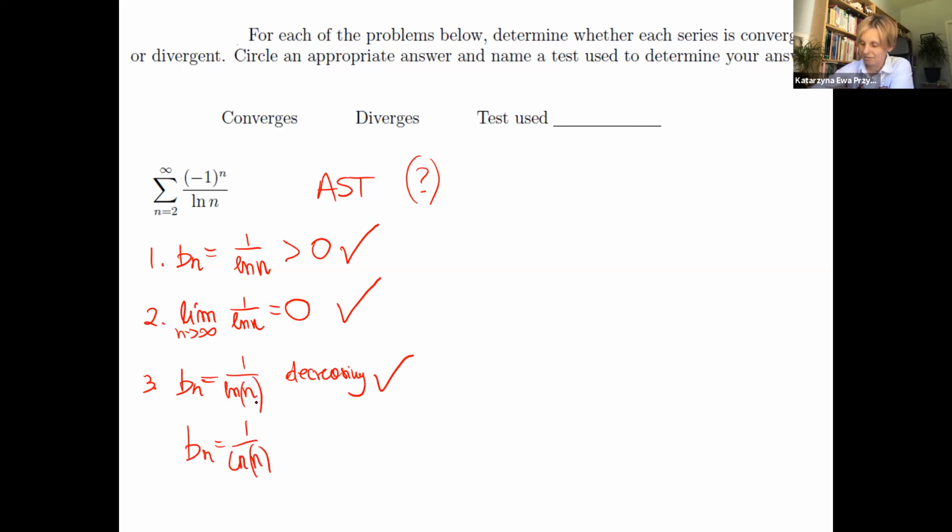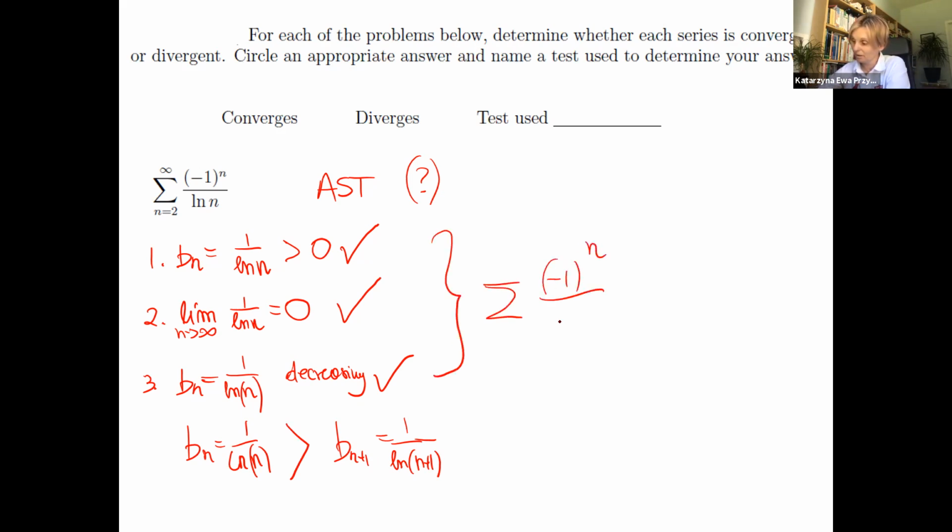I think it's decreasing because I can write ln of n, and the next term will be ln of n plus 1. If the denominator is greater, the whole fraction is smaller. That means the next term is smaller and smaller and smaller. And of course, the logarithmic function is increasing, then this is greater. Okay, excellent. We're satisfying everything.